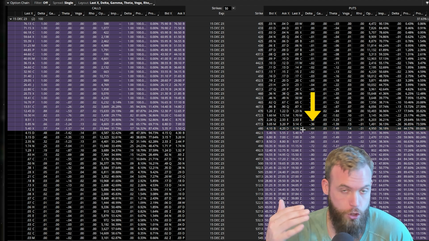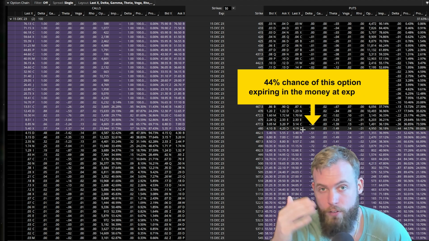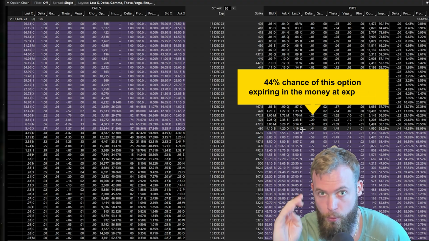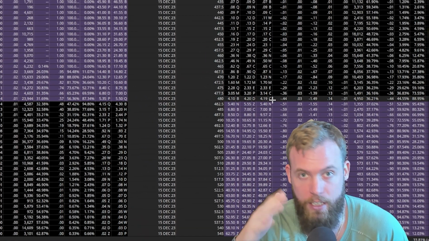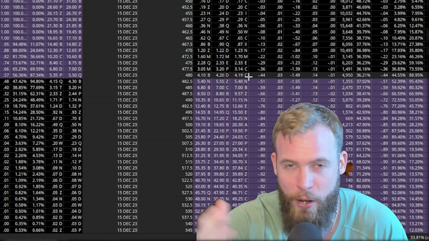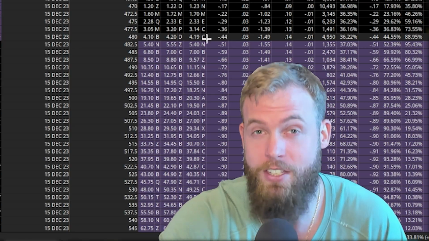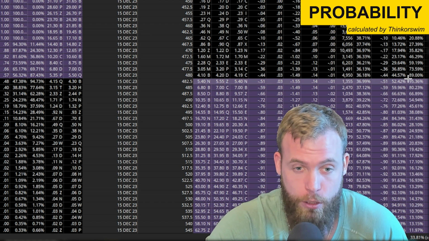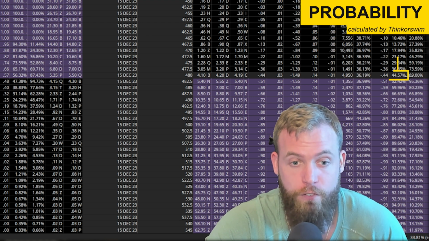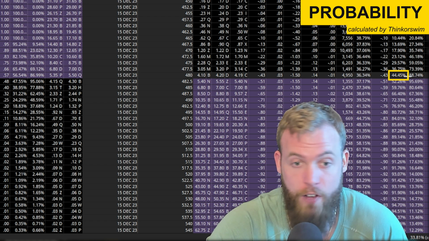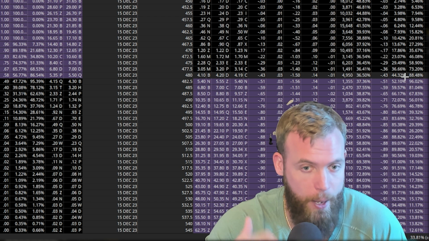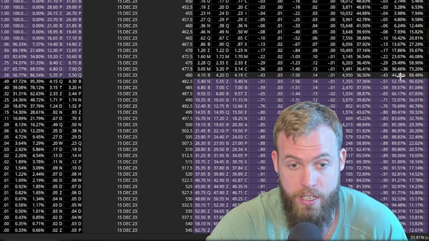So the traditional approach would say that we have a 44% chance of this option expiring in the money at expiration, making sure you know that it's at expiration. And if we take a look at the probability that's calculated by the Thinkorswim platform, this is showing me 44.55. It's moving around right now because markets are closed, but volatility still changes. So anyways, that's what you're seeing.